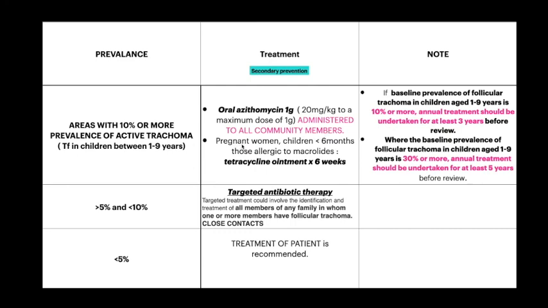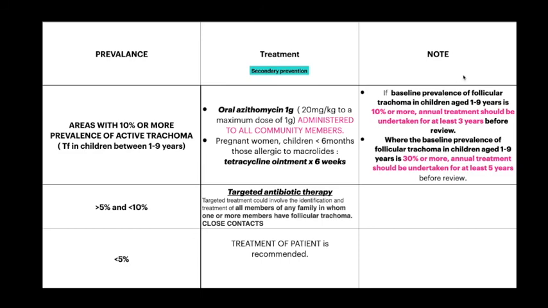But if there is any macrolide allergy or hypersensitivity, or in pregnant women and children less than 6 months of age, tetracycline ointment for 6 weeks can be given. But what is the problem with tetracycline ointment? It has to be given for 6 weeks, so the patient compliance is less. We don't know whether they will take it or not. Whereas with azithromycin 1 gram, we can directly supervise them taking the drug.